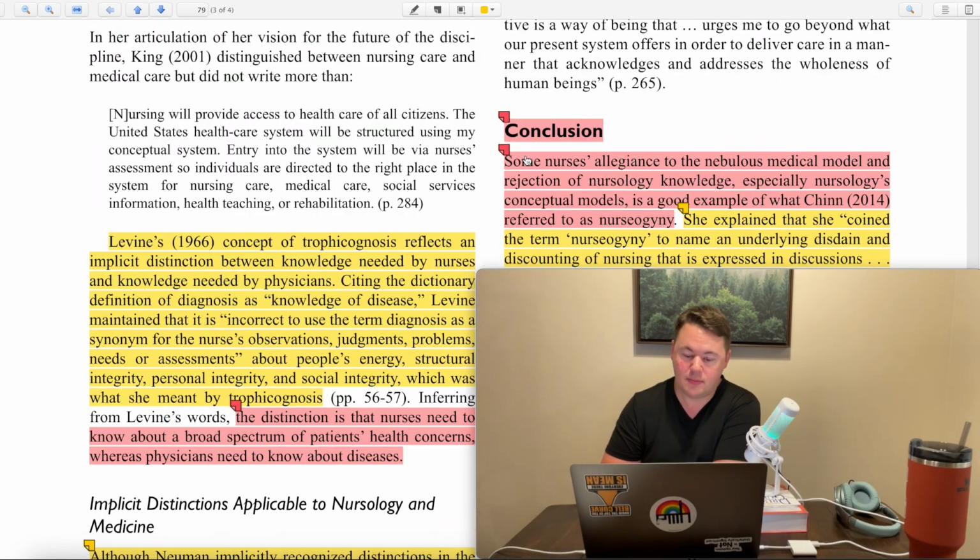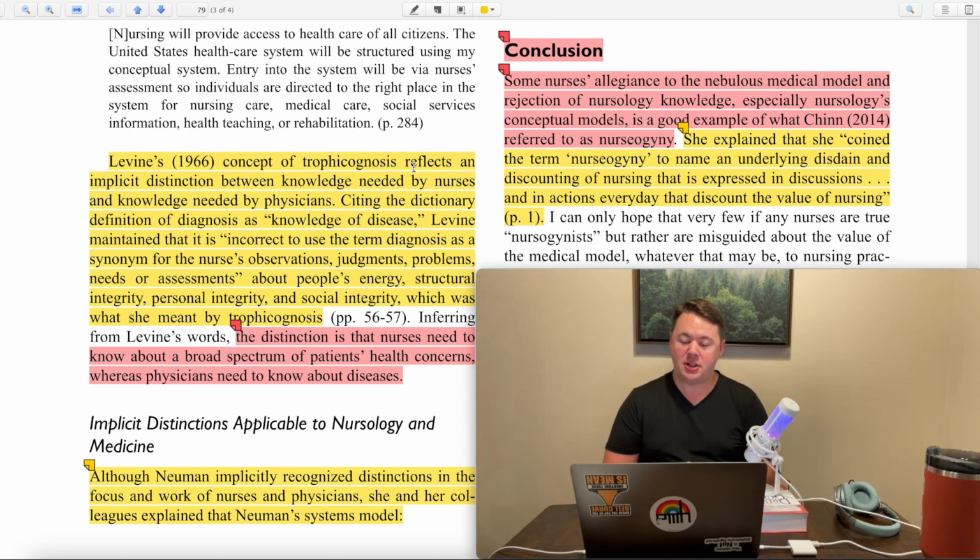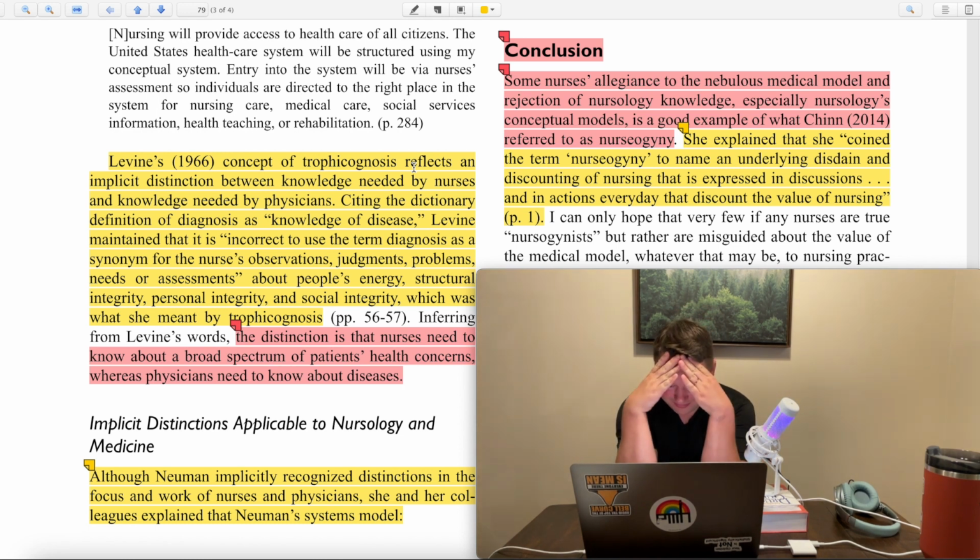Let's continue on with the conclusion. Conclusion. Quote, some nurses' allegiance to the nebulous medical model and the rejection of nursology knowledge, especially nursology's conceptual models, is a good example of what Peggy Chin, 2014 referred to as nursogeny. She explained, I just can't. Give me a sec.